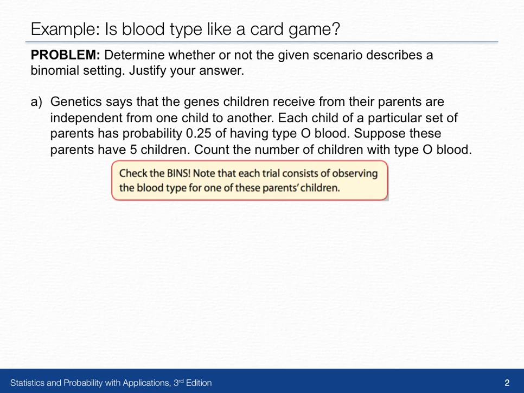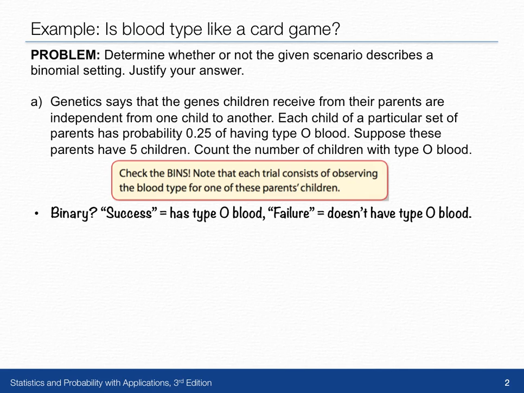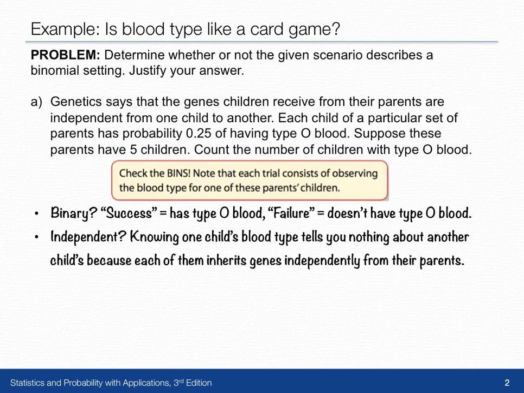In this case, we'll note that each trial consists of observing the blood type for one of the parents' children. Well, first we note that we do meet the binary condition. A success is defined as having type O blood, while failure is defined as not having type O blood. We note that knowing one child's blood type tells you nothing about another child's because each of them inherits genes independently from their parents. So the independent condition is met, and that was actually noted in our problem.